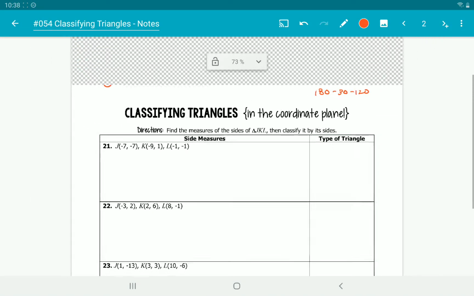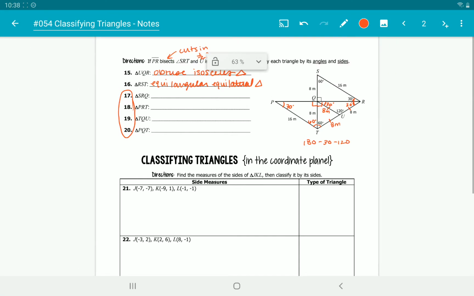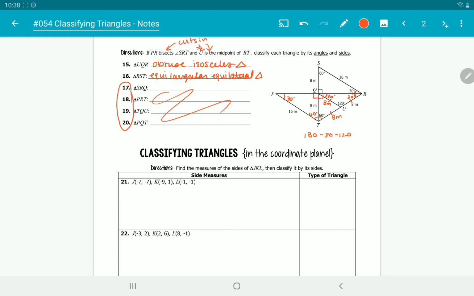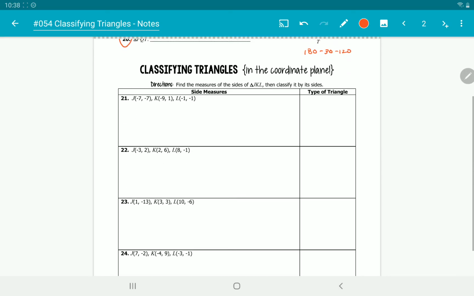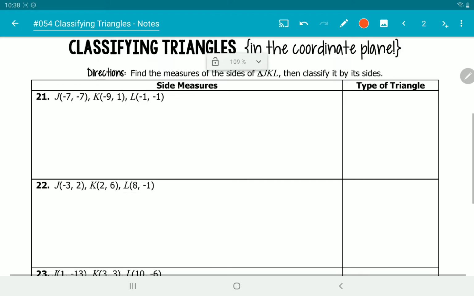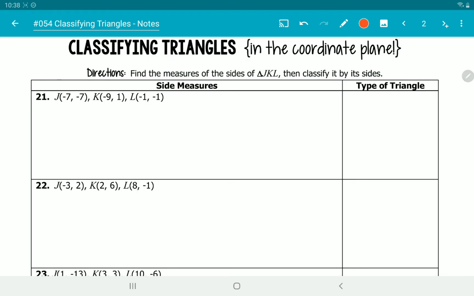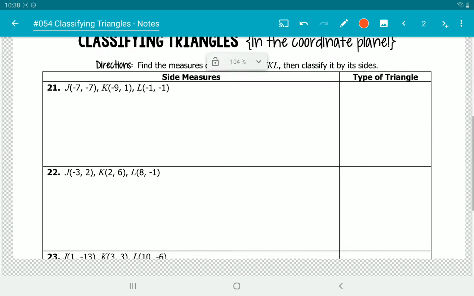Okay, so we finished this part up here. You should have finished this on your own here. Now we're going to look at classifying triangles in the coordinate plane. So we're going to find the measures of each side of the triangle, given the 3 points, and we're going to classify by its side.